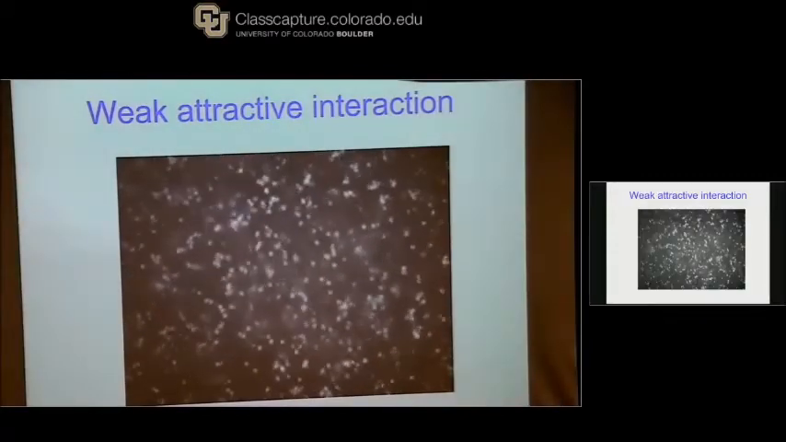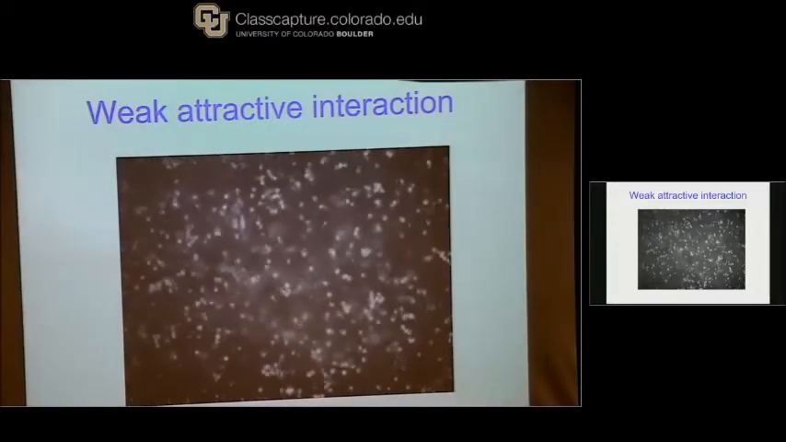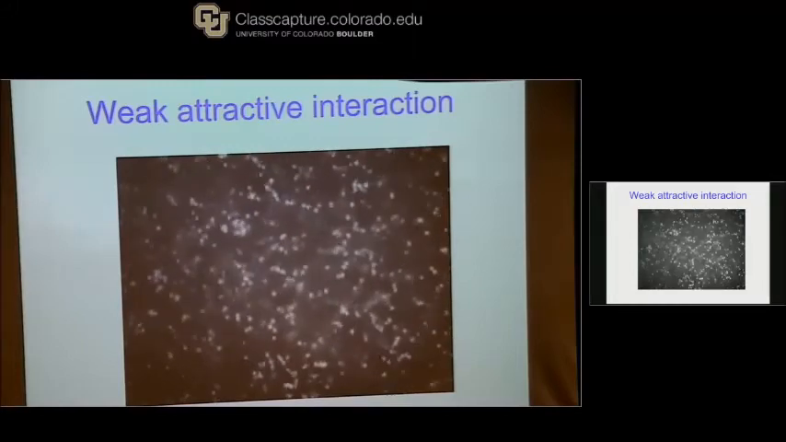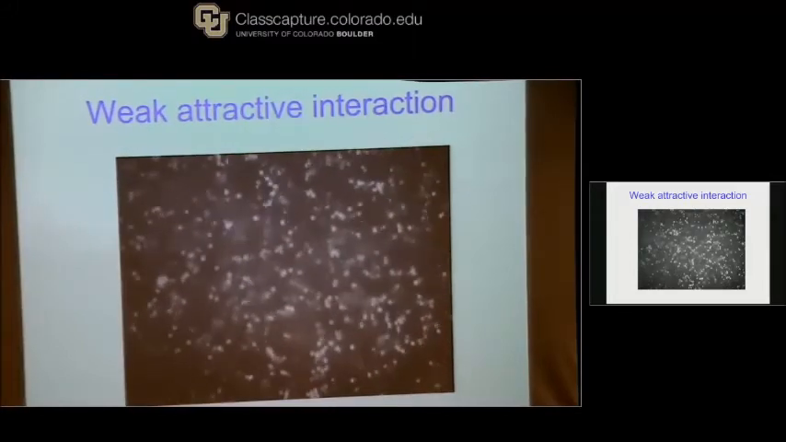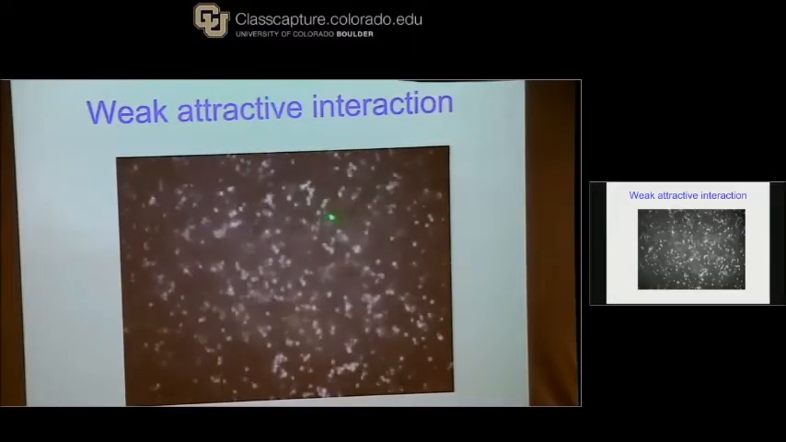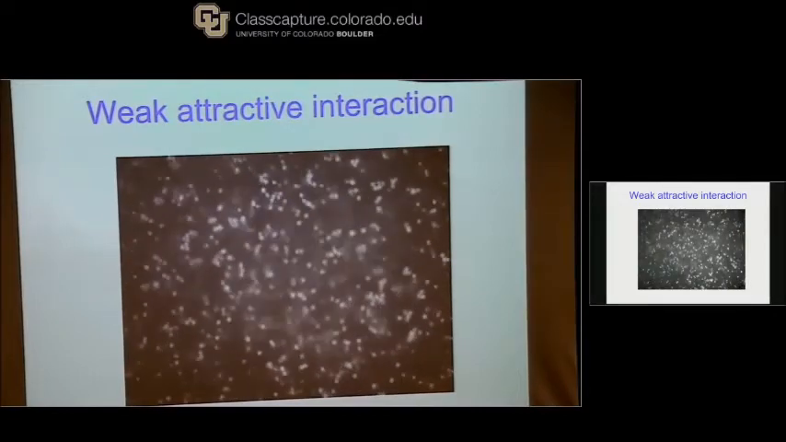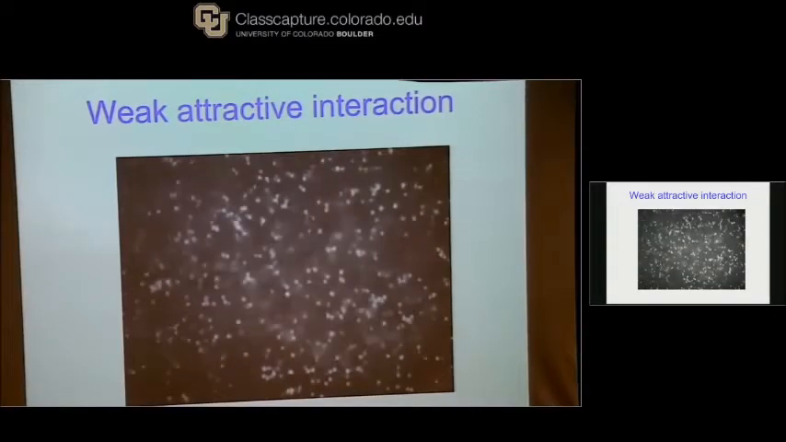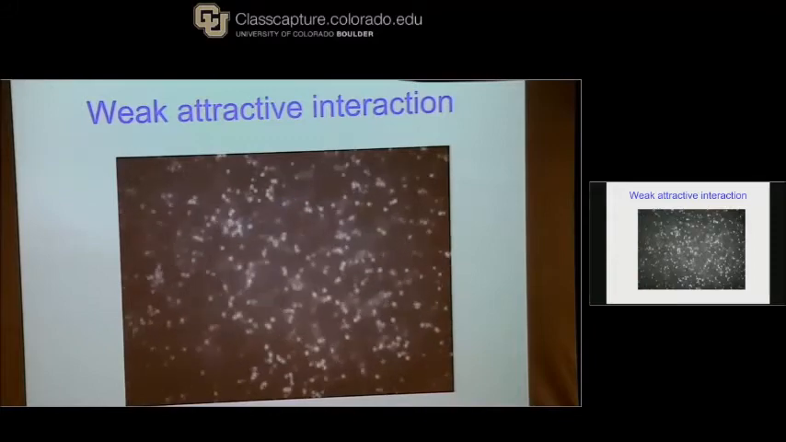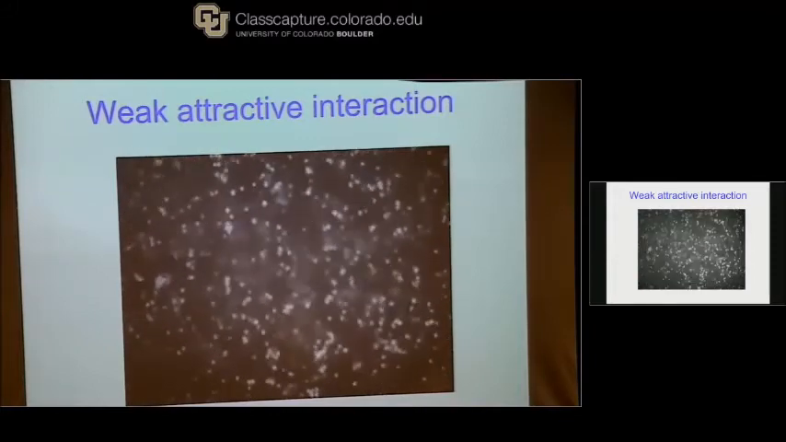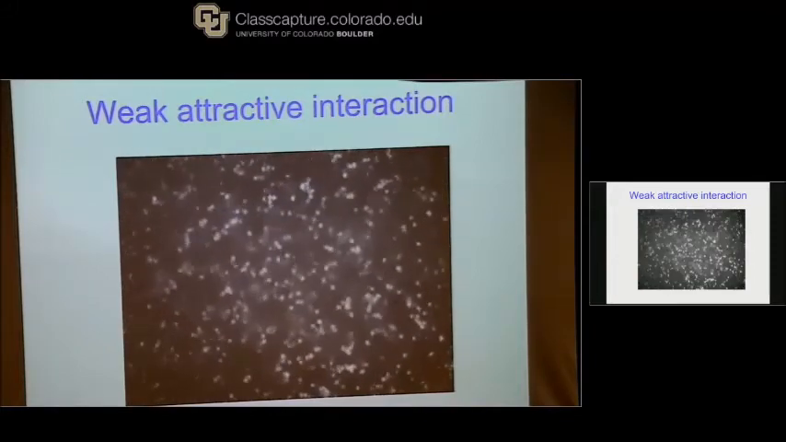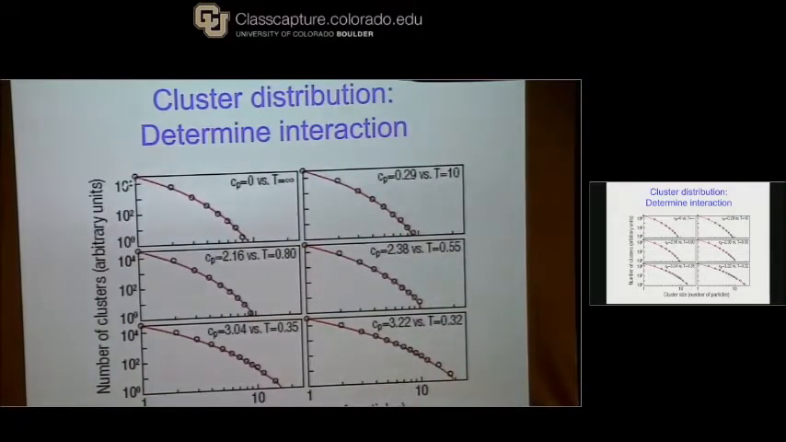If we take a snapshot of the weak interaction, you can see exactly what I was saying, that there are clusters that form. But if you watch any given cluster, it's not formed permanently. It exists and then it falls apart. It exists, falls apart. But I can take a snapshot of this, and I can calculate a cluster size distribution.